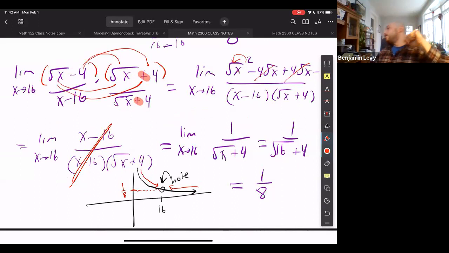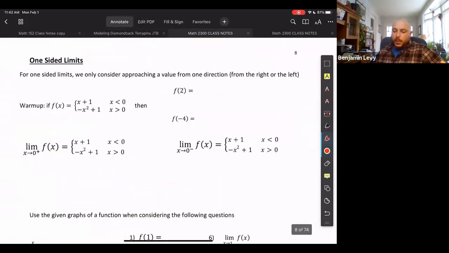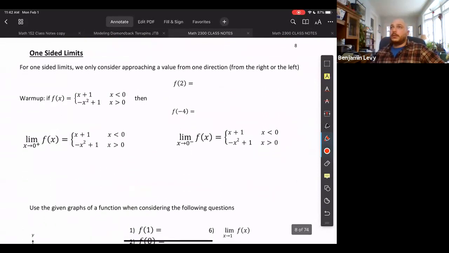Other thoughts or questions before we look at the next page? Because the next page mostly focuses on what I would describe as graphical versions of some of this stuff. It's called one-sided limits, and we're looking at piecewise functions as well on here. Okay.